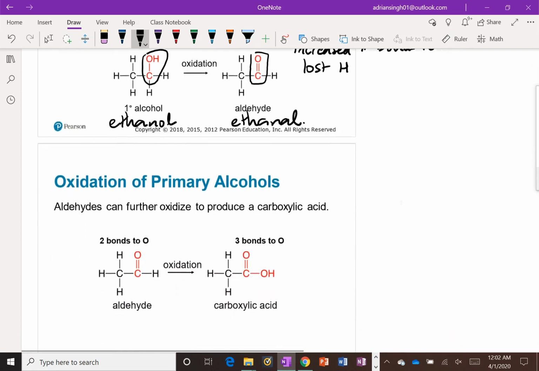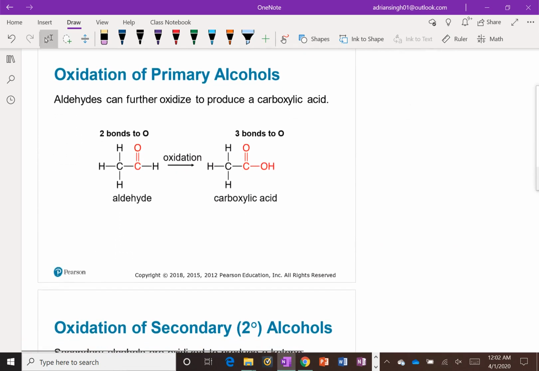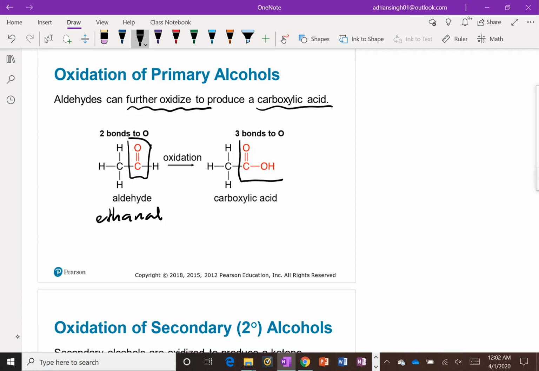That aldehyde that ends up being produced can be further oxidized to make a carboxylic acid. Right, so here we have our ethanal from the previous step, and we can kind of chart to see how it changes. So we have a C with 2 bonds to an O. How it changes now is we've increased the number of bonds to oxygen now to 3 bonds to O, right? So here we've increased the number of bonds to oxygen.